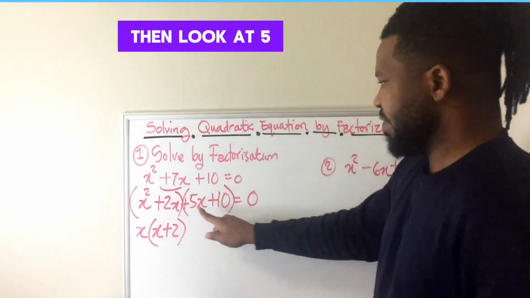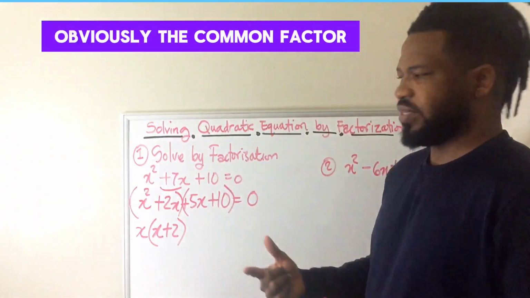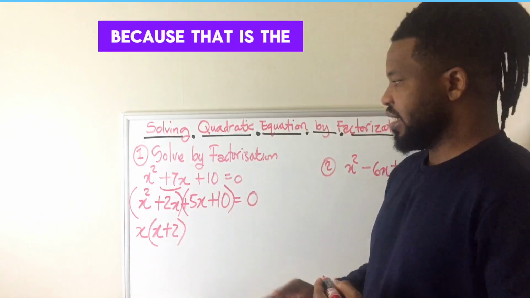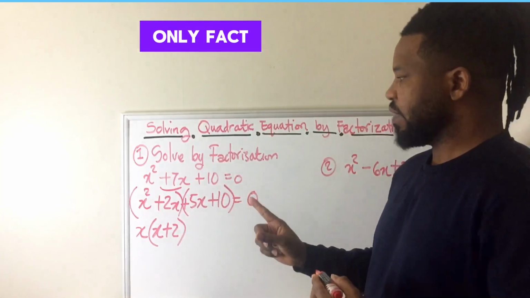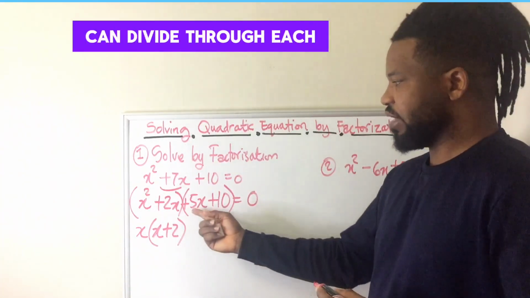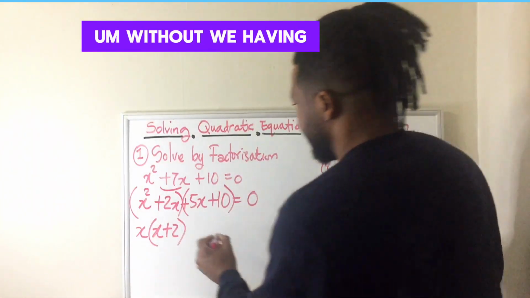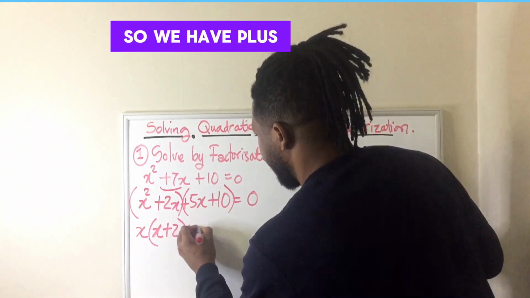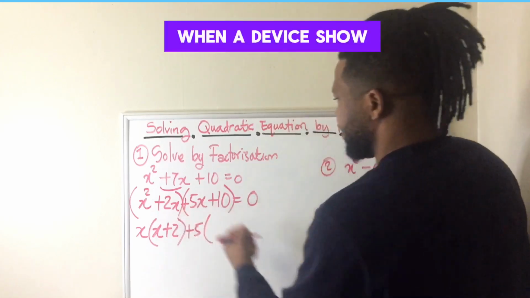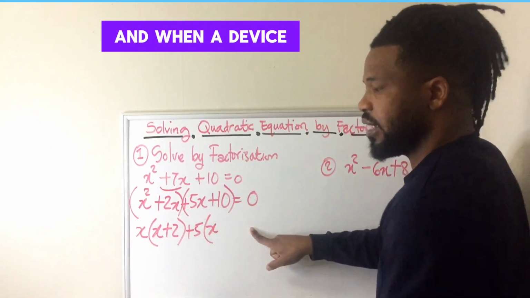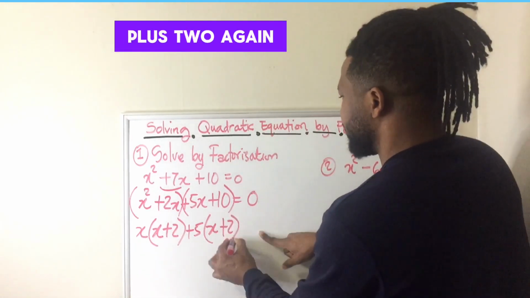Then I look at 5x and 10. Obviously, the common factor is 5, because that is the only component that can divide through each of these individually without us having any remainder. So we have plus 5 here. When it divides through 5x, I'm left with x. And when it divides 10, it gives me plus 2.